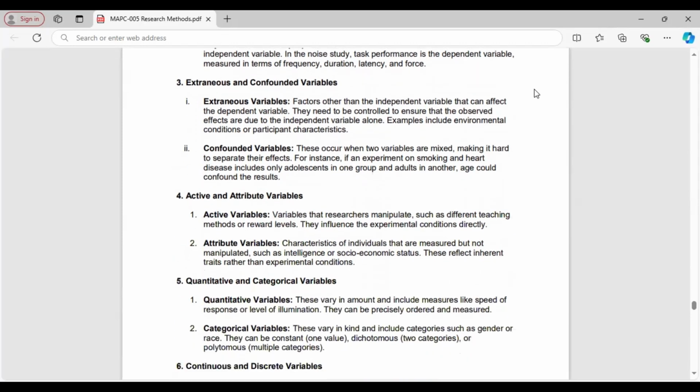Quantitative and categorical variables. Quantitative variables vary in amount and include measurable attributes like speed or illumination levels, while categorical variables vary in kind, including categories like gender or race, which can be constant, dichotomous, or polytomous.